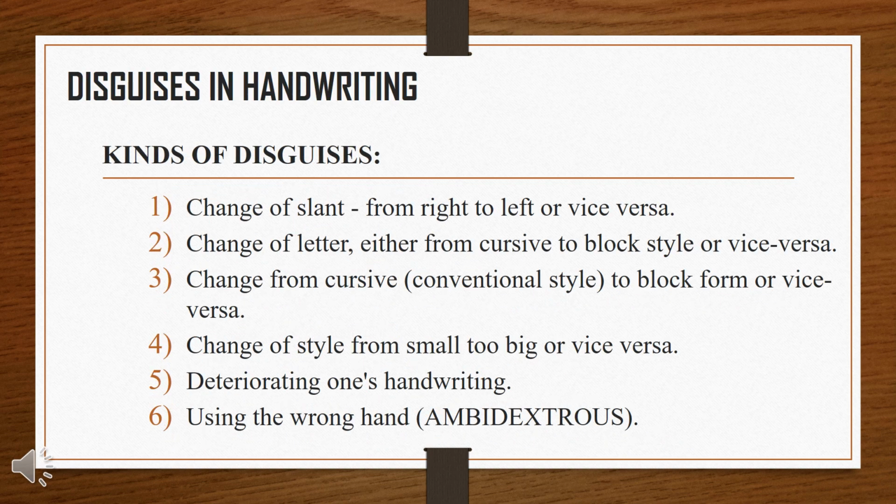Kinds of disguises. Change of slant, from right to left or vice versa. Change of letter, either from cursive to block style or vice versa. Change from cursive, conventional style, to block form or vice versa. Change of style from small to big or vice versa. Deteriorating one's handwriting. And using the wrong hand, ambidextrous.